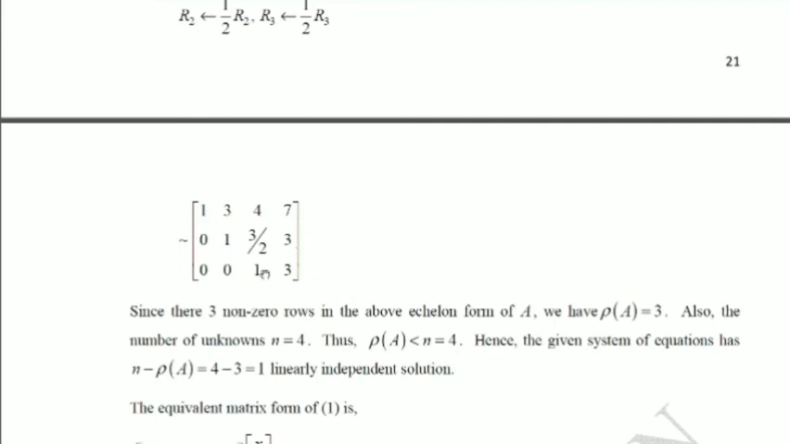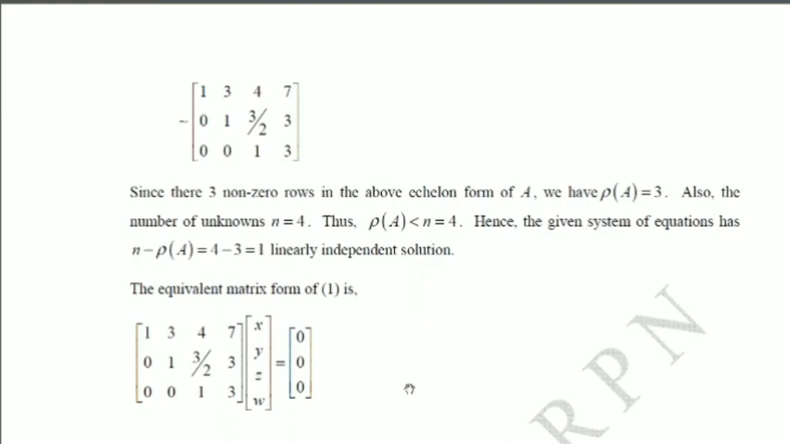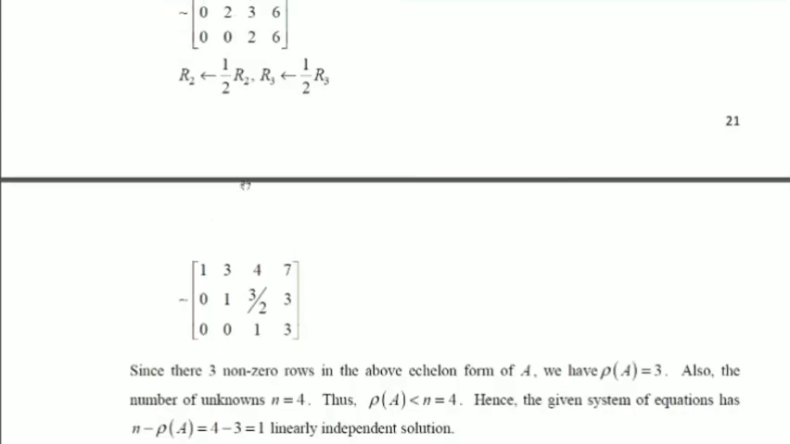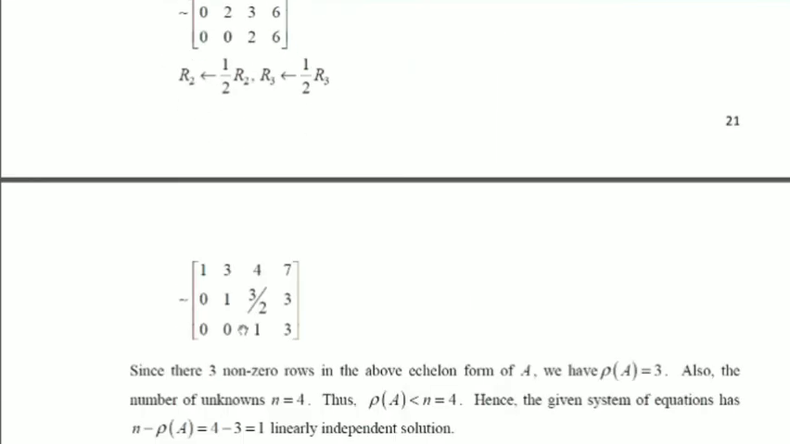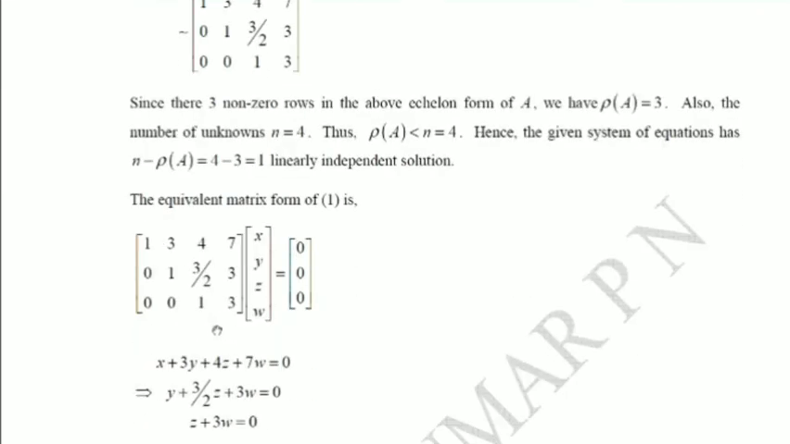Since there are 3 non-zero rows, the rank of the matrix is 3, but the number of unknowns is 4. Therefore, this system has a non-trivial solution. And how many? Infinitely many are there. But how many linearly independent solutions? Only one linearly independent solution is there. How to get it? This matrix is equivalent to the given matrix. Therefore, in this matrix, we'll replace that one by the equivalent echelon form.